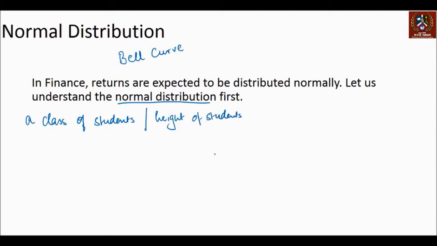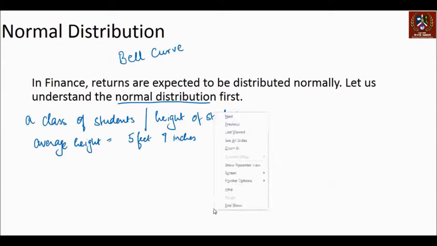Now, when you look at the height of the students, there would be an average height, and assume that the average height is somewhere around 5 feet 7 inches, just for argument's sake. Now, it's natural that most of the students will fall around this region. So if I plot a point here on a curve that says this is 5 feet 7 inches, this point, and I try and plot the number of students.